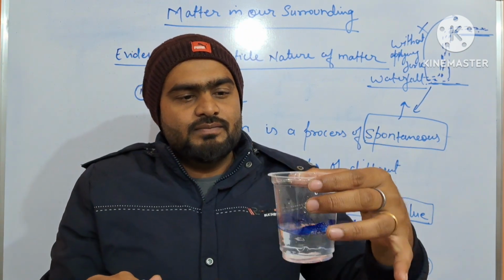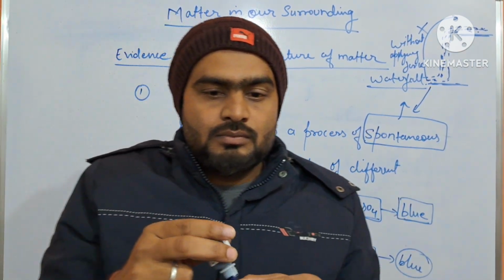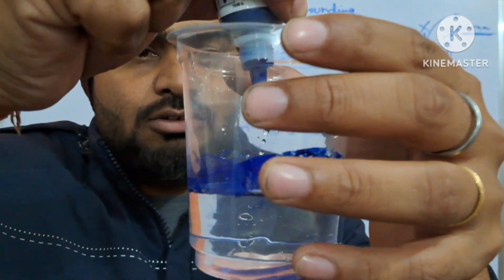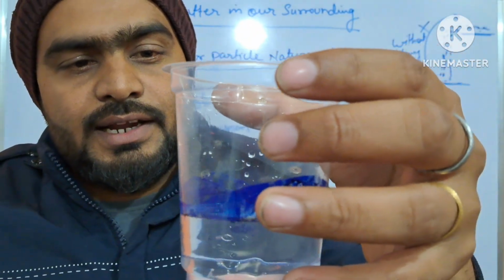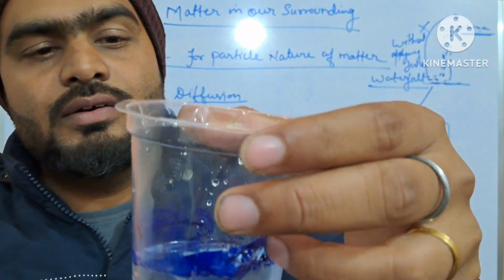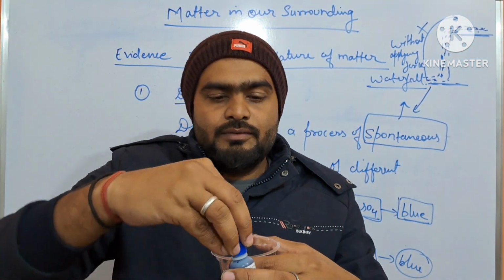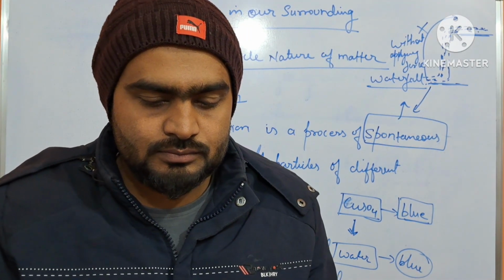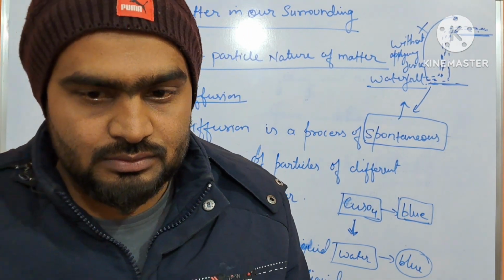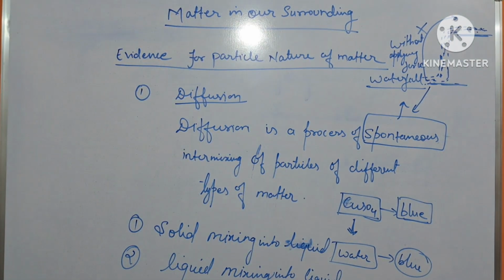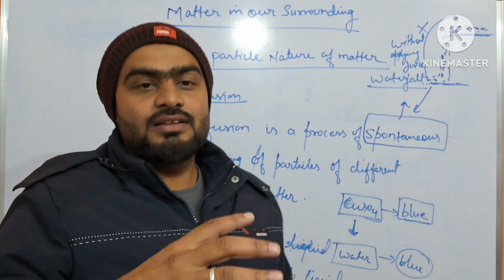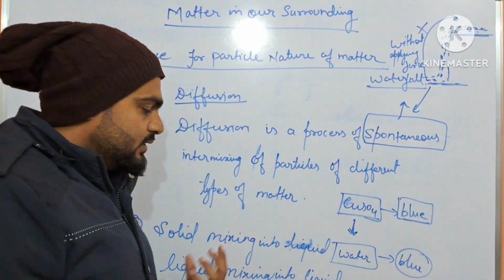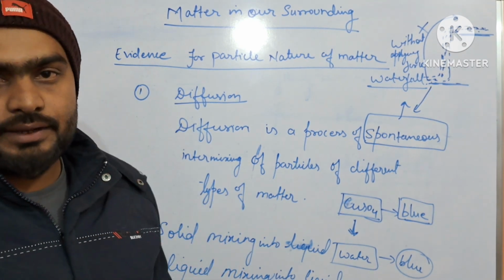you can see here the ink is going into the water and spreading on the surface of the water. So if we intermix here, the color of the water will change. Like that, the ink is spreading in the water when we put it in the water. So this is also called diffusion of liquid into liquid.